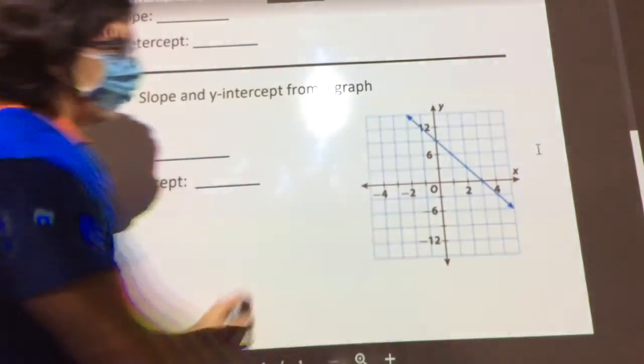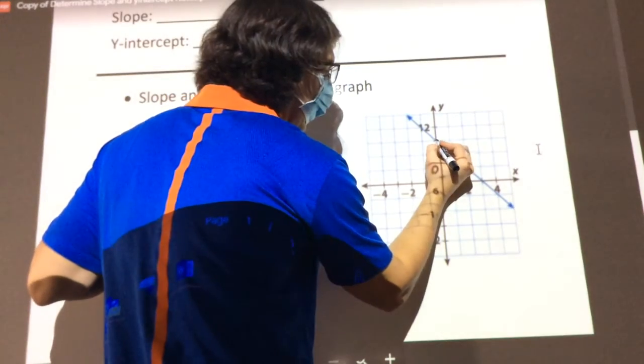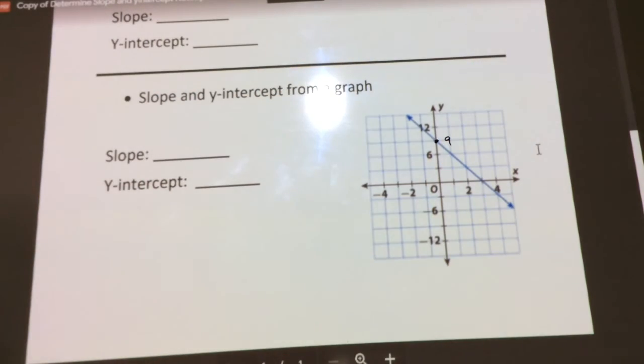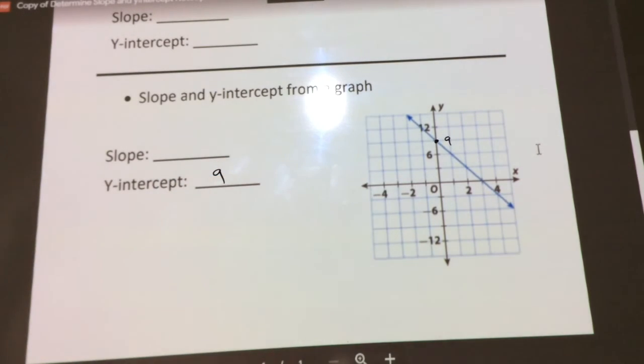Reason being is if you look at that, can you tell me where the y-intercept is already? What is it? It is 8. 8's a really good guess. It's 9. It's a bad graph. I'll agree, it's a bad graph, but you guys know how to read graphs. So my y-intercept is 9 because that's where I crossed that.